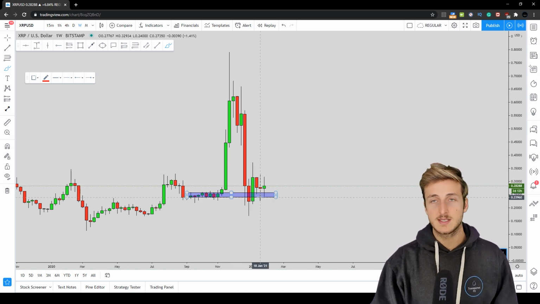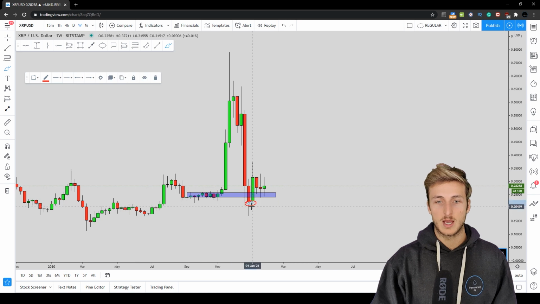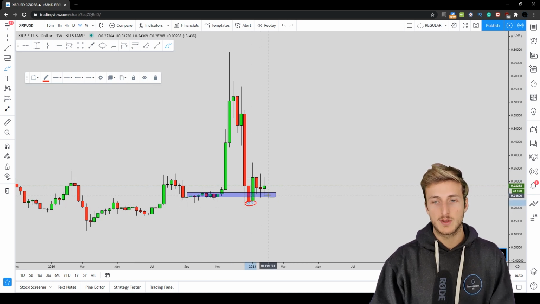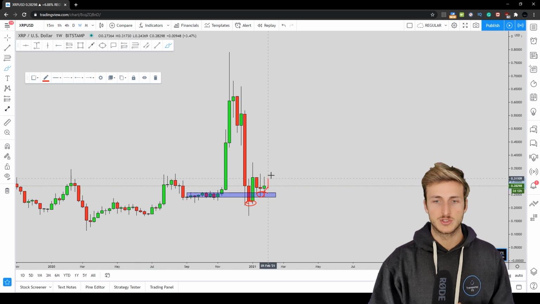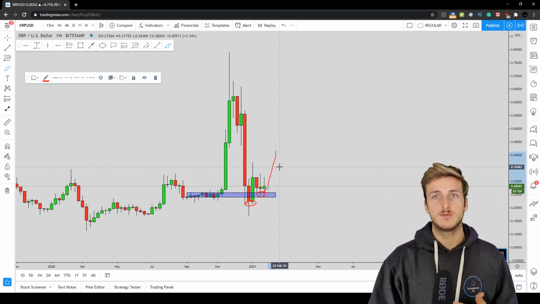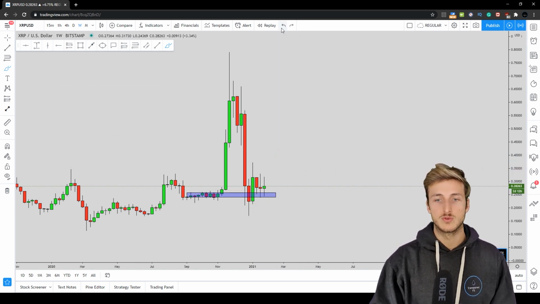In fact, this is exactly what we see. Fake breakout to the upside, break and close back above, retest and rejection. So from a weekly perspective, we can expect more continuation to the upside.